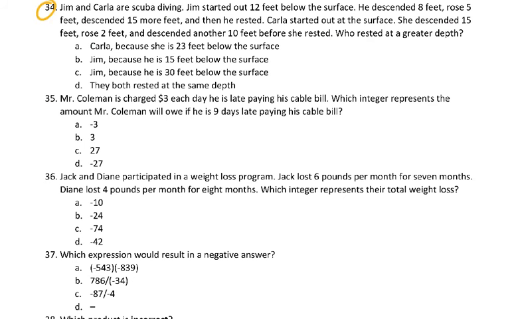34 says that Jim and Carla are scuba diving. Jim started out 12 feet below. So we'll start by just looking at where Jim is. He descended 8. Descended means goes down. So he's at -12 and goes down 8. Now he's at -20. Then he rose 5. That means goes up 5. So now he's back at -15.